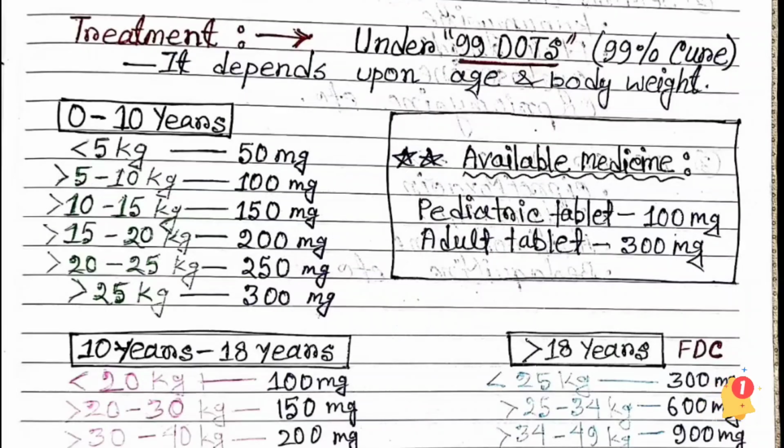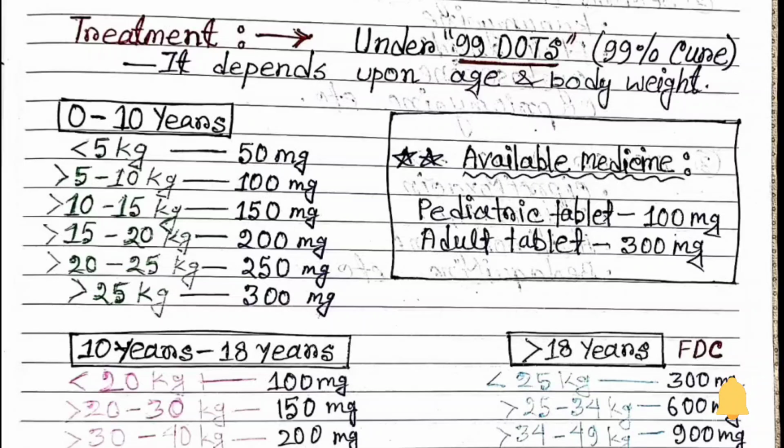General treatment of a new case of tuberculosis starts with 99 DOTS, which means 99% cure. Its medicine depends upon age and body weight. Available medicine dose is pediatric tablet 100 mg and adult tablet 300 mg.